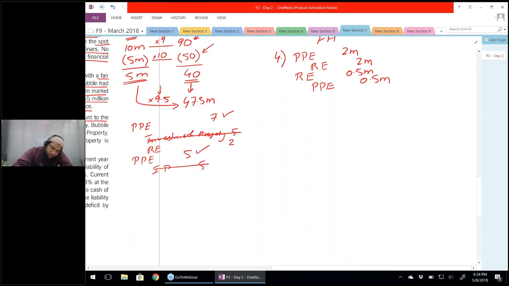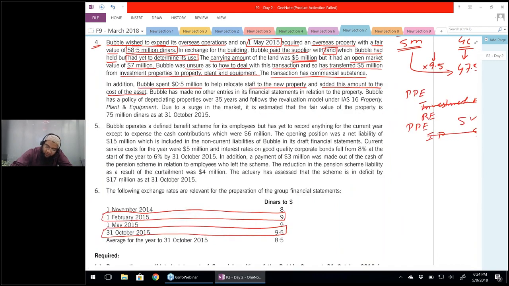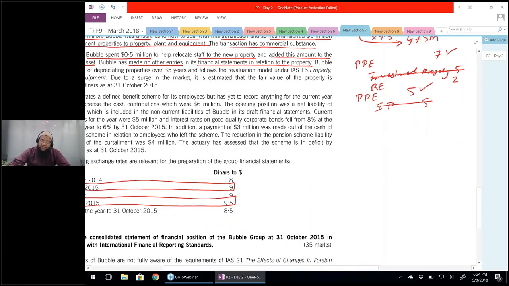Bubble has made no other entries in the financial statements in relation to the property. So actually it had recorded 5, added 0.5, and according to us the asset should be at 7. The question has recorded the asset at 5. We first brought it to 7 and then we expensed out the relocation cost.